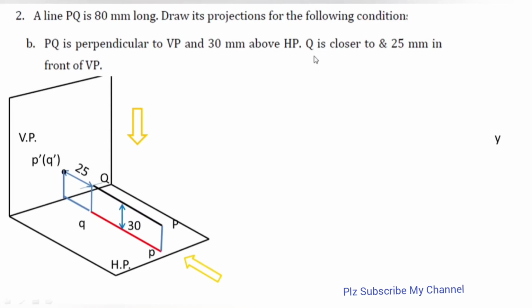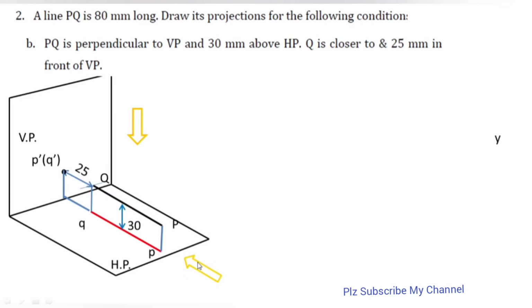But again he is mentioning another data which is saying that the Q end is closer to VP and 25 mm in front of VP. See, this Q end is closer to VP. How much? 25 mm in front of VP, but it is closer to VP, and P is the farthest end, or you can say having more distance as compared to Q. And simultaneously my line is 30 mm above HP. It is parallel to HP, but it is 30 mm above HP.